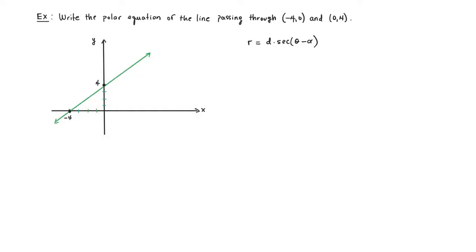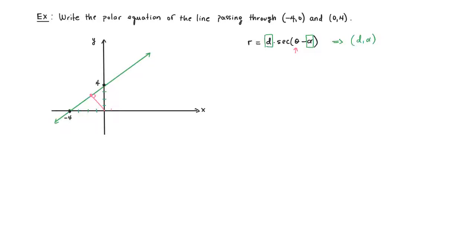I want you to remember that theta is like your variable. So what I need to figure out pretty much is d and alpha. d and alpha came from the point whose polar coordinates were d comma alpha. This was the point on the line closest to the origin. In order to find that point, remember, you go from the origin perpendicular to the line, something like this. And right here is where we should have that point.